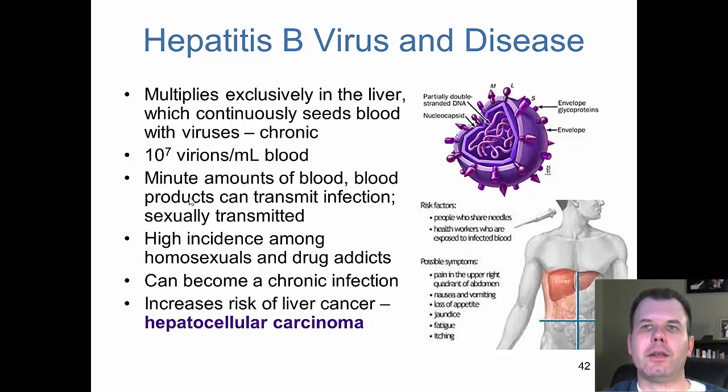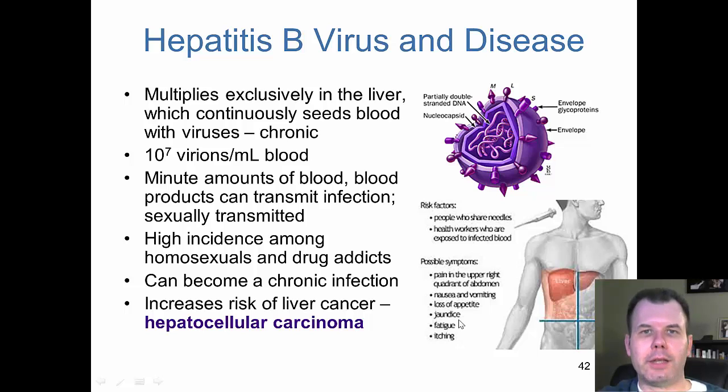High incidence, again, among homosexuals and drug addicts sharing needles and those things. It can become a chronic infection, and you increase the risk of liver cancer due to this infection because, again, the virus gets into the liver and can cause those things. Again, risk factors: people who share needles, health workers who are exposed to infected blood, and again, pain in the upper right quadrant of the abdomen, nausea, vomiting, loss of appetite.